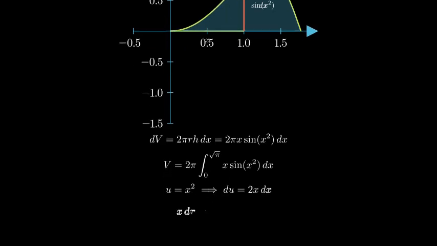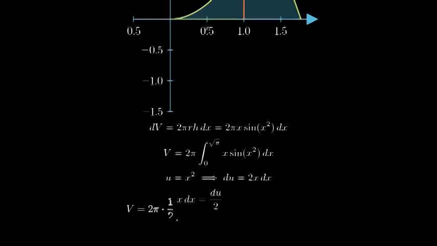Let's let u equal x squared. Then du equals 2x dx, or x dx equals du over 2. When x equals 0, u equals 0. When x equals square root of pi, u equals pi. Our integral becomes pi times the integral from 0 to pi of sine of u du.